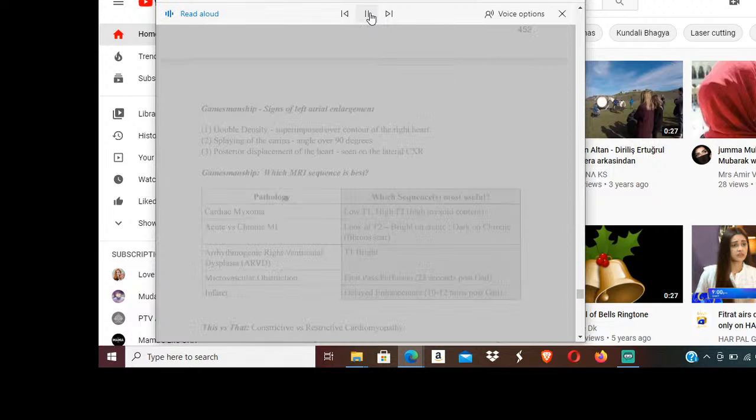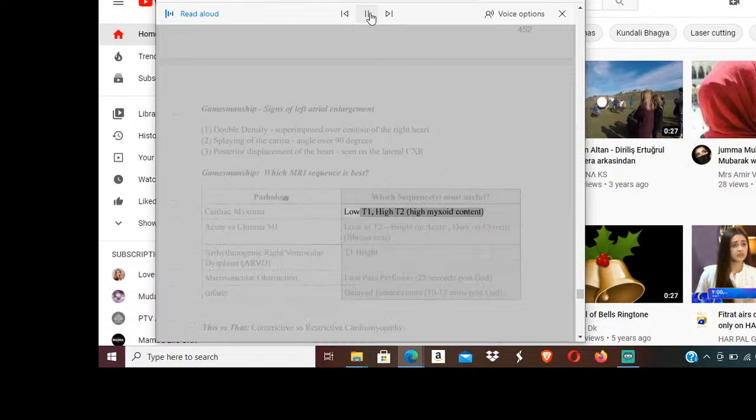452. Gamesmanship, signs of left atrial enlargement. 1. Double density, superimposed over the contour of the right heart. 2. Splaying of the carina, angle over 90 degrees. 3. Posterior displacement of the heart, seen on the lateral CXR. Gamesmanship, which MRI sequence is best? Pathology, which sequence is most useful?